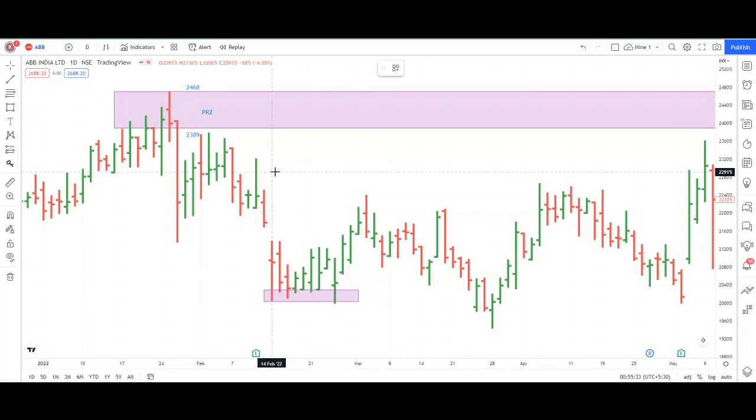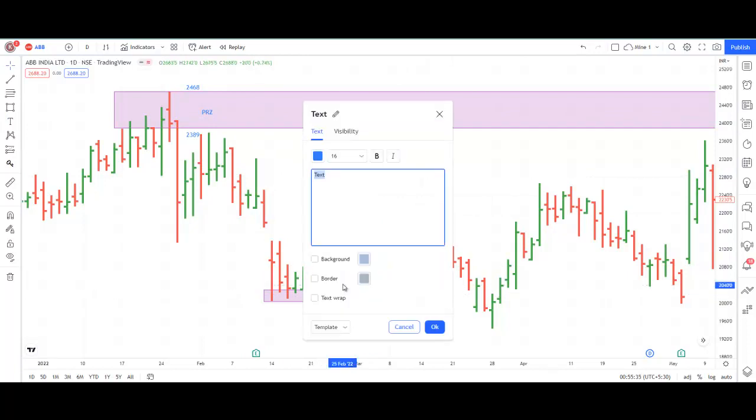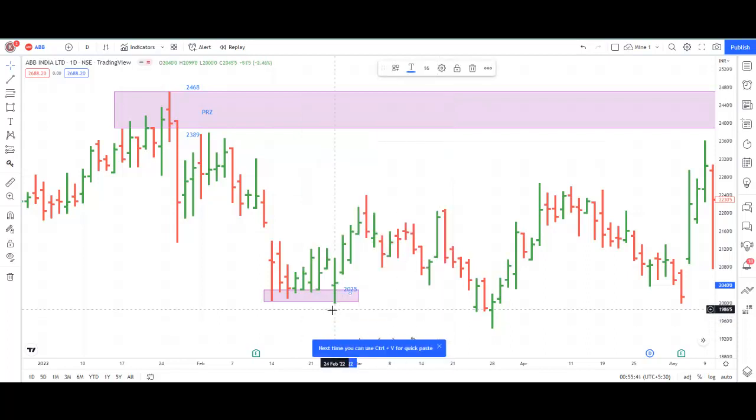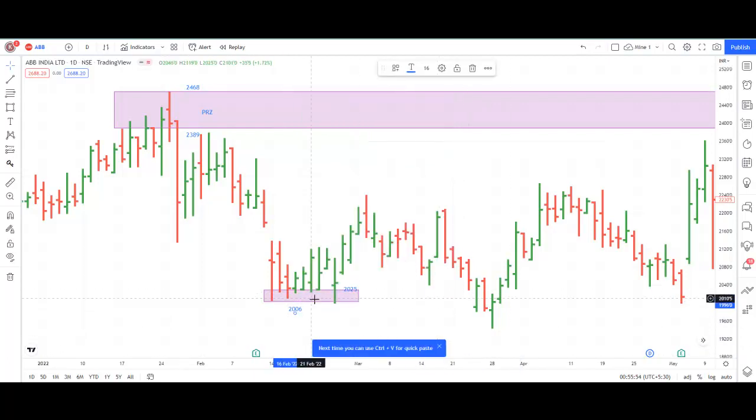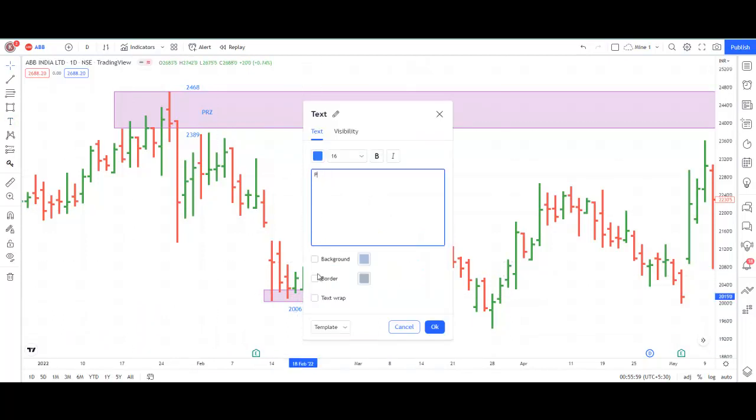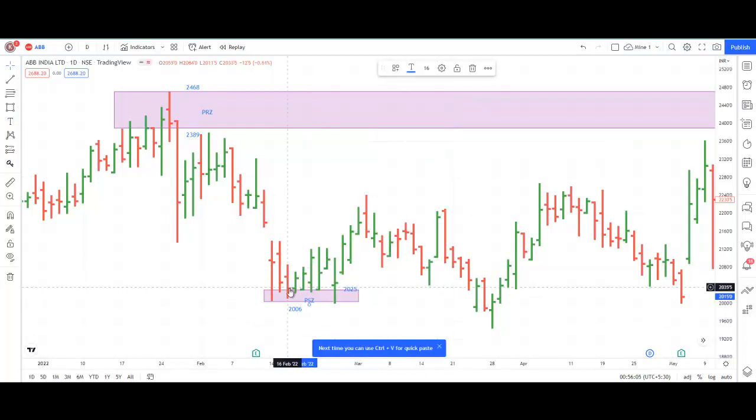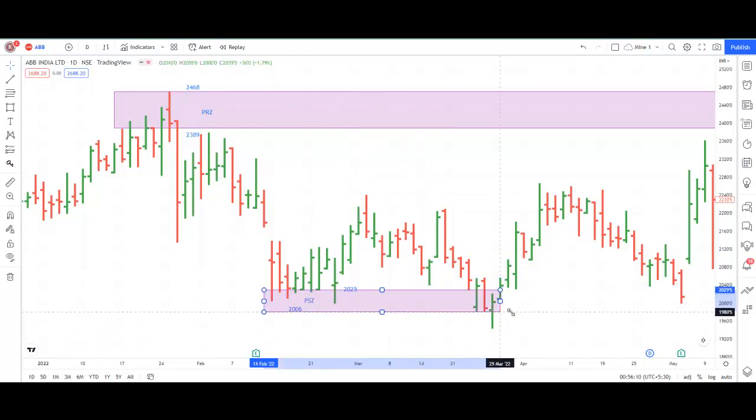Let me quickly put the values here. This was 2025 and the boundary of the zone is 206. So this is our price support zone. Let me mark that as well. Price support zone. As you can see, the support zone came into picture again in this bar. Let me extend it further.